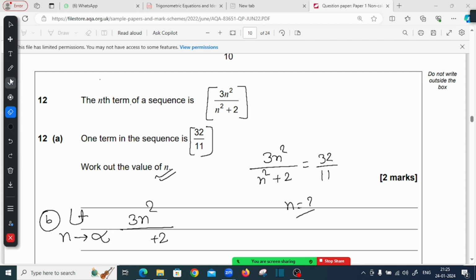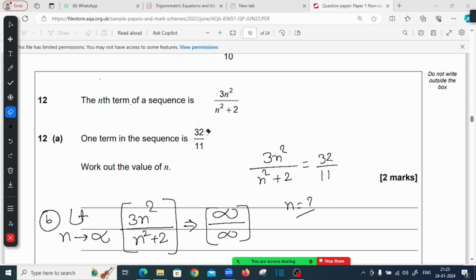Whenever you have a term like this, with n tends to infinity, first check the form. When you substitute the value of n, it becomes infinity upon infinity, isn't it? Are you getting this point? Now to solve this, we have two options.